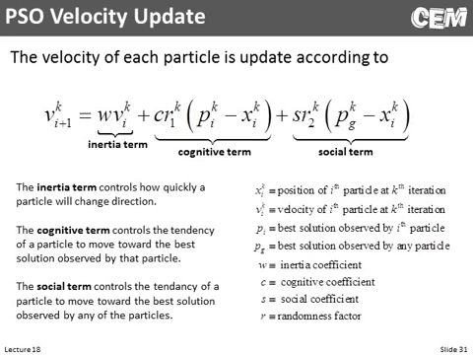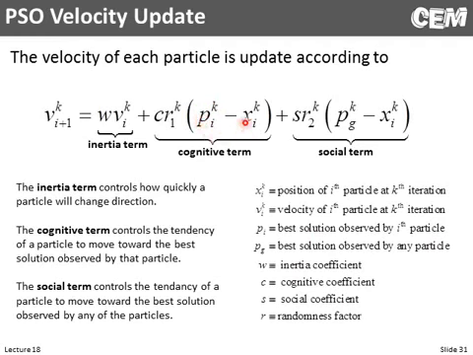The next is our cognitive term. This is the intelligence of the particle itself. This R term introduces some randomness. C is our coefficient of the cognitive term, how smart it is, if you will. The way this works is, for the kth particle, we store the best place that that particular particle has visited.